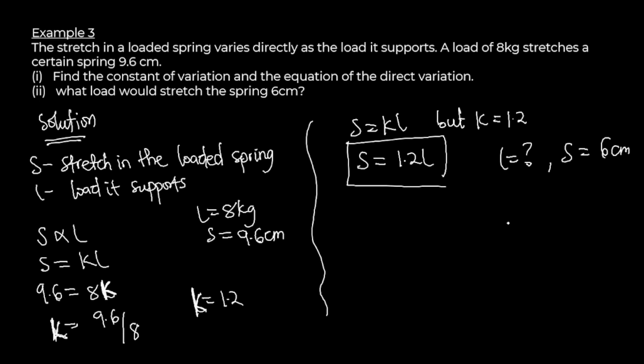So from here, we do the substitution and we have 6 equal to 1.2L. We simply divide through by 1.2 to get the value of our L. So our L now becomes 6 over 1.2, and this gives us 5 kilograms, which means it requires a load of 5 kilograms to cause a stretch of 6 centimeters within the spring.